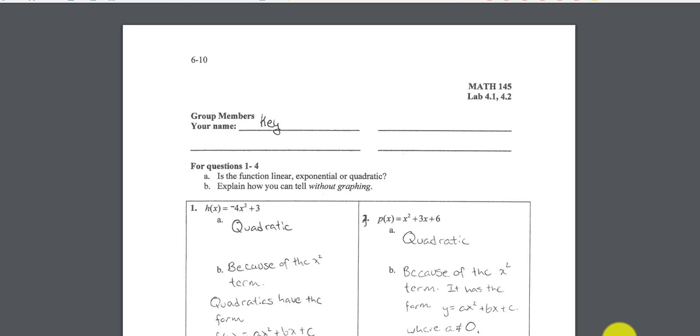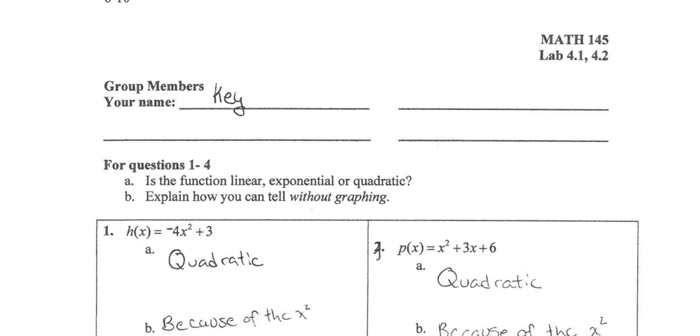Hello, class. In this video, we will cover the solutions to Lab 4.1, 4.2. This is our first exploration of the quadratic function. So you're asked, is the function linear, exponential, or quadratic?